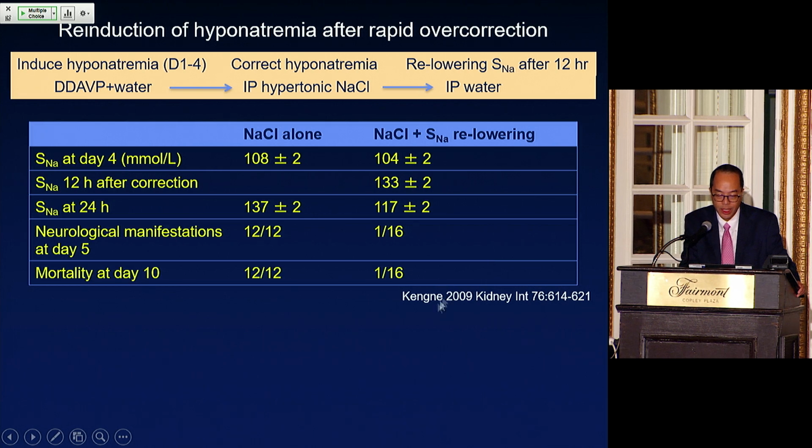Here's one of these rat studies that show that if you correct too rapidly with saline and increase the sodium up to 137 in 24 hours in rats, that all of them develop neurologic manifestations and all of them die. But in this particular study, if you lowered the sodium back down to 117 by 24 hours, most of them survived and had no neurologic changes. So there's convincing data that lowering the sodium in patients who are overly corrected is beneficial.